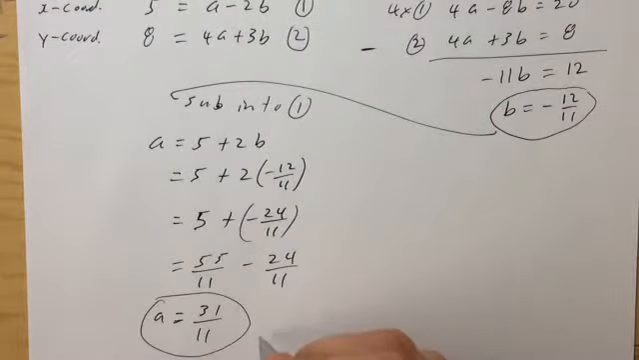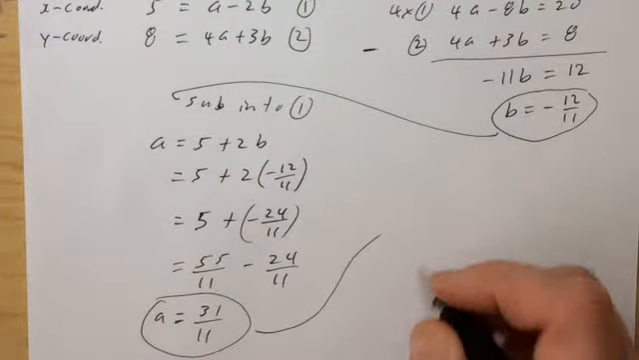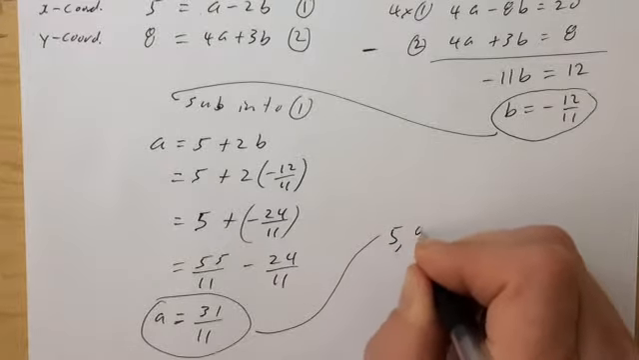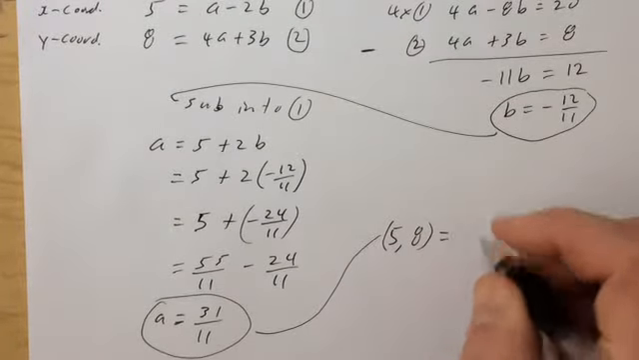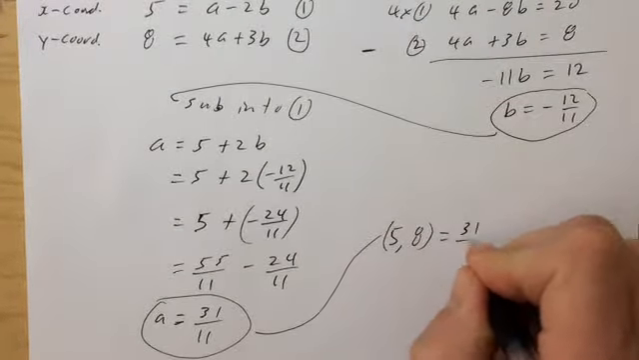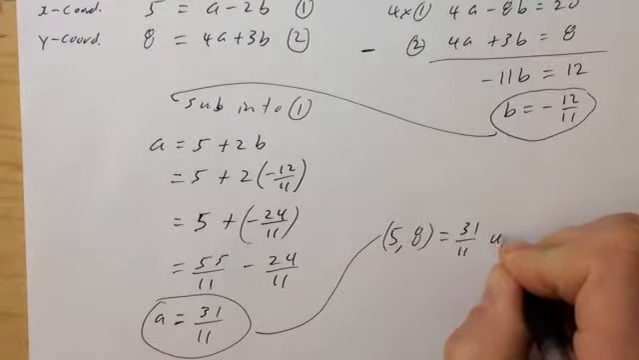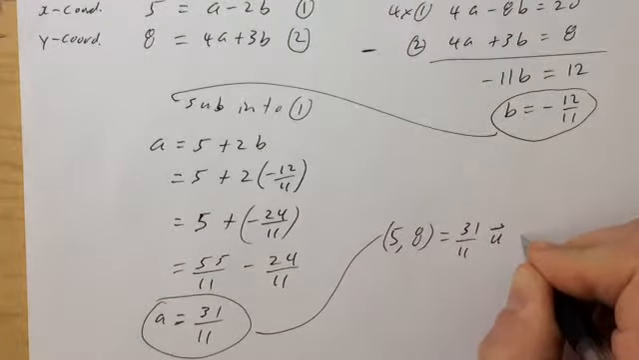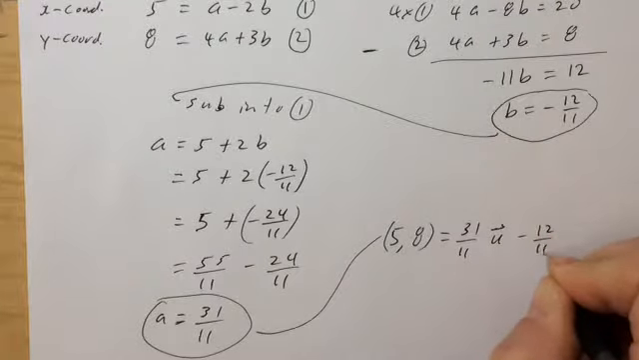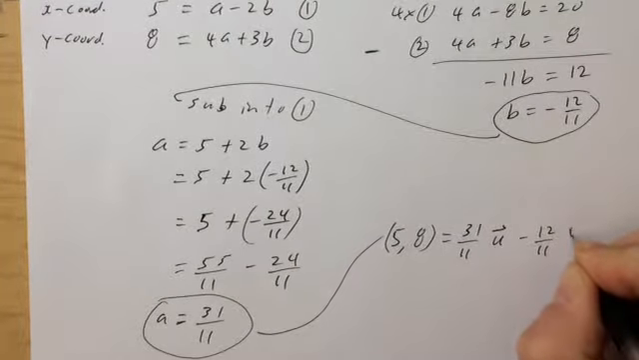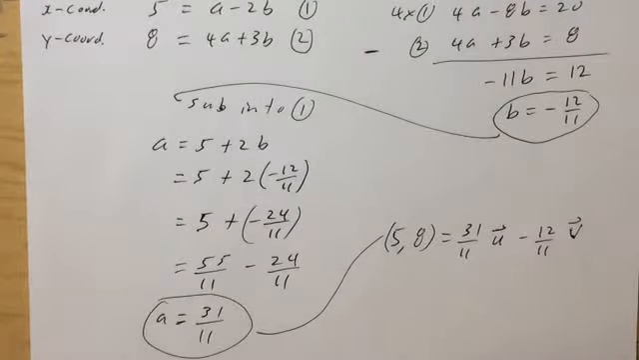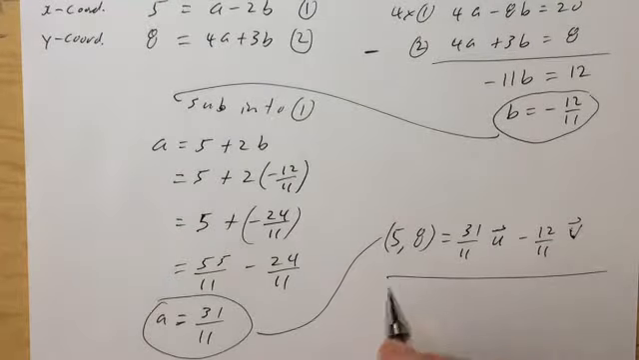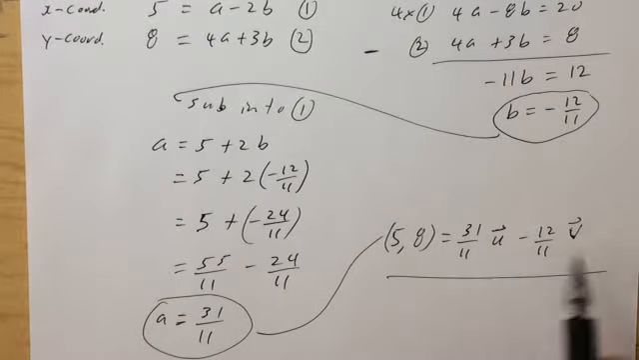Now that's pretty ugly. But now we can write it. So 5, comma 8 equals 31 over 11 times vector u minus 12 over 11 times vector v. So 5, 8 can be written as a linear combination of u and v.